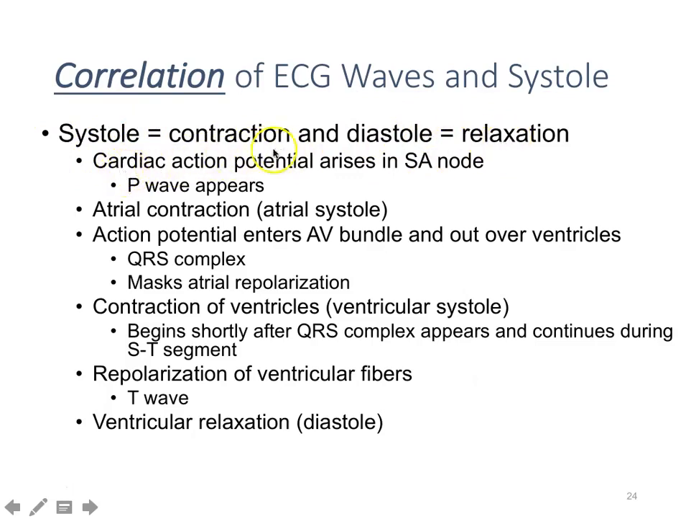So basically, we have the SA node, a signal starting to fire. We see the P wave. Then the atria contract. In other words, we're seeing atrial systole. Okay? Then that signal gets sent from the SA node, and it enters into that AV bundle, and then out over the ventricles, we see that QRS complex, right? We do not see atrial repolarization, as I mentioned, because this QRS complex is just too large. It masks it. Again, we have ventricular contraction or ventricular systole. It begins shortly after that QRS complex appears, and it keeps going until we hit that T wave. Once you see that T wave, we have repolarization of the ventricle fibers, and afterwards the ventricles relax. Right? We have diastole.